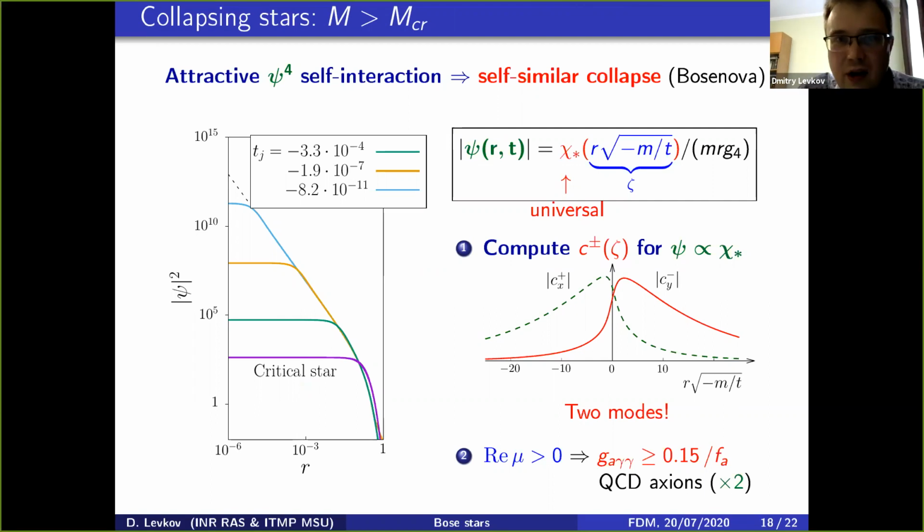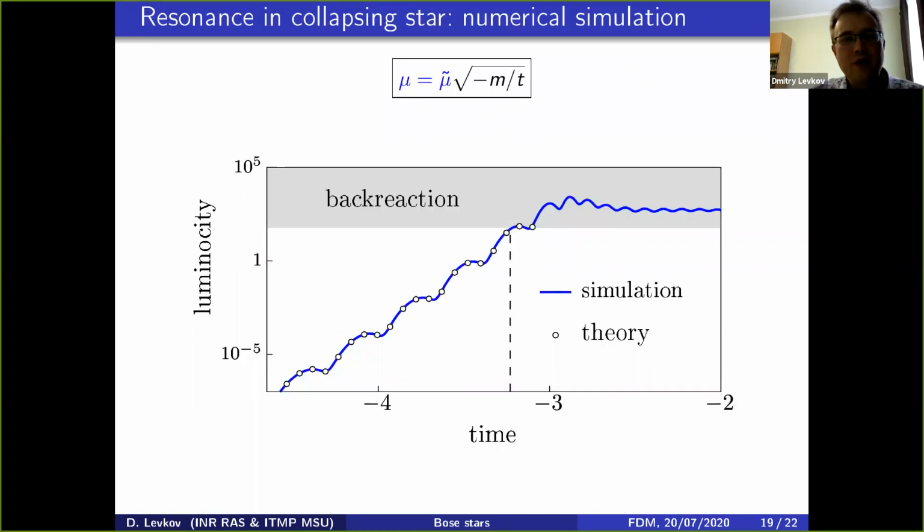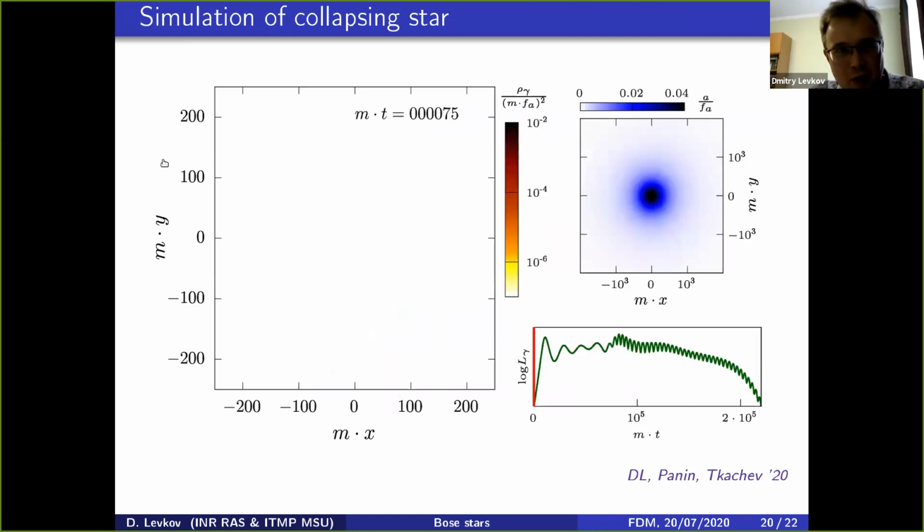Okay. So this picture shows nice agreement between our theory and the simulation, but it's better for me to show the simulation. This is the simulation of a collapsing star. It has nothing to do with theory. This is a simulation performed numerically by solving relativistic equations for axions and photons. This is the section of the photonic field. It shows the photonic field density.